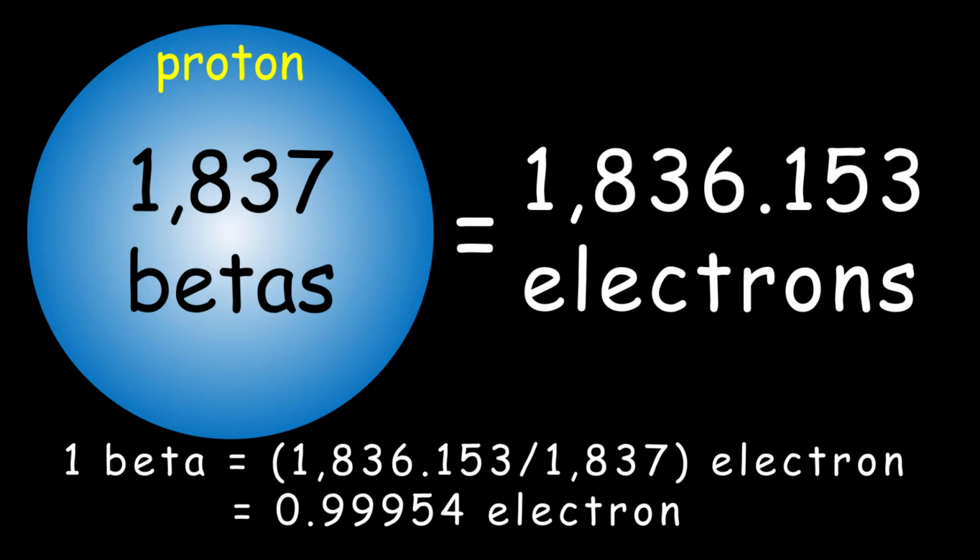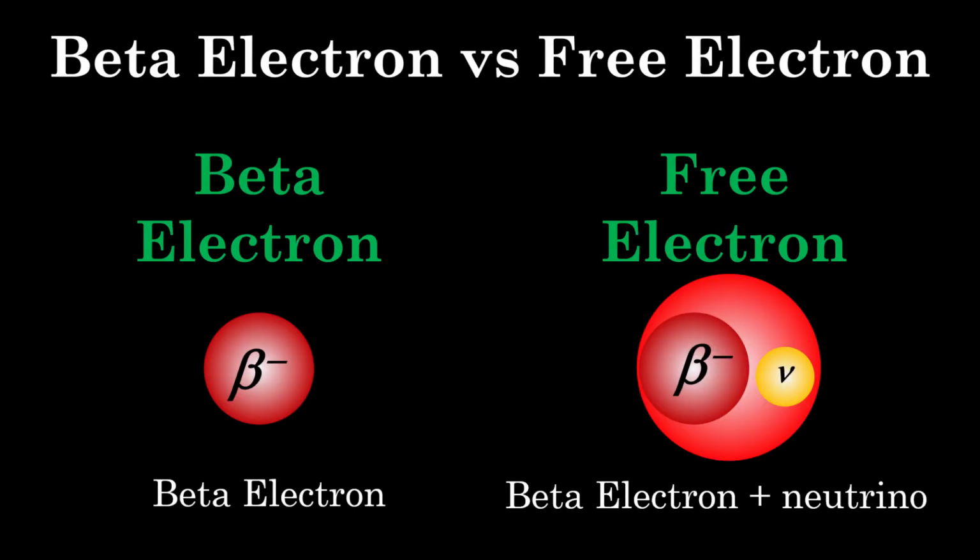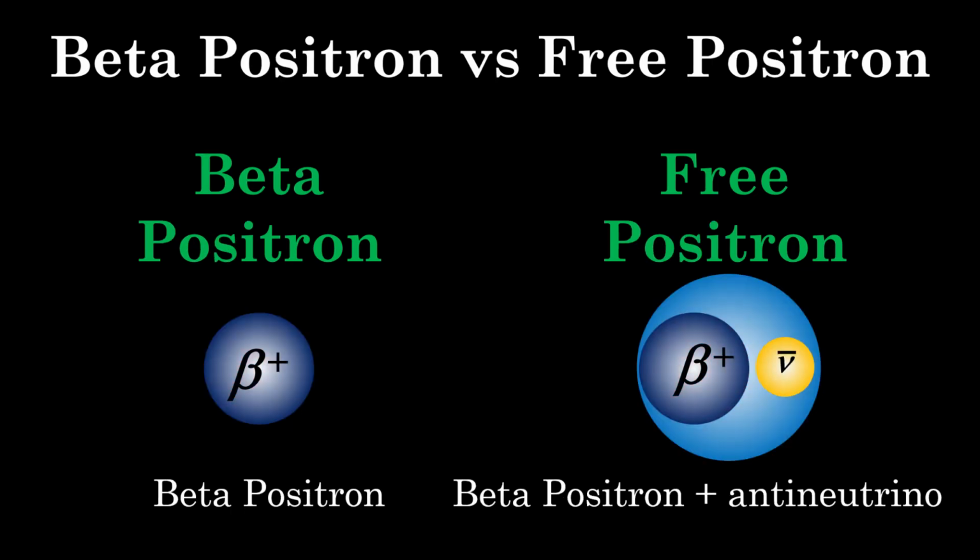So, where does the free electron get its extra mass, and how is it different from the beta electron in the proton? In this model, the free electron differs from the beta electron in that it is a beta electron coupled with an electron neutrino. The neutrino gives the free electron its extra mass. The free positron is a beta positron coupled with an electron antineutrino.